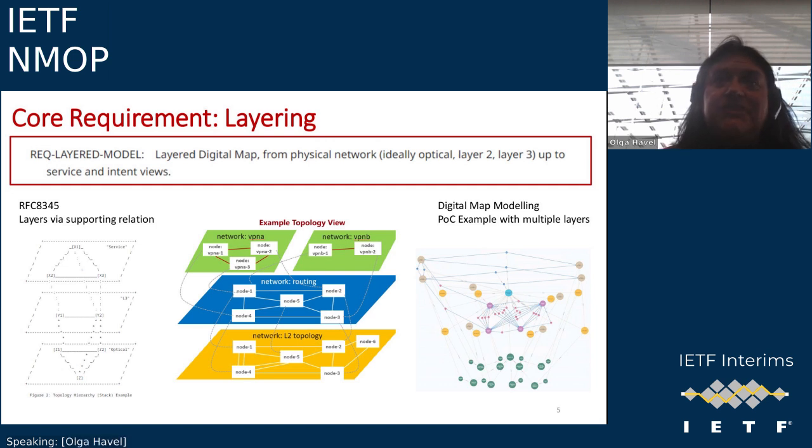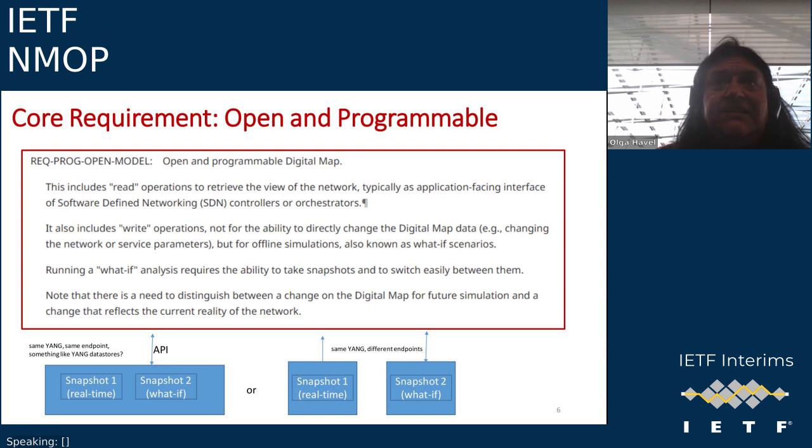Thanks. Can I move on? So this is the requirement about open programmable digital map. We discussed having the read operations to retrieve the view of the network. This is for controllers and orchestrators to understand the topologies and how the things relate. But it also includes write operations, which is about offline simulations and what-if scenarios. And running a what-if requires the ability to take snapshots and switch easily between them. There were some comments from Pierre and Vivek around this in terms of how that can be achieved.